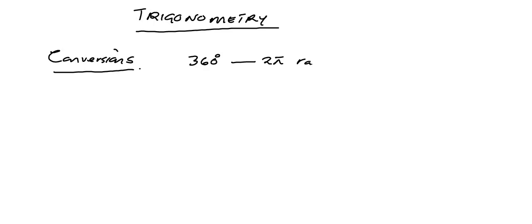So there's this conversion factor that we're going to be using. So we're going to talk about conversions. That's the first thing we're going to discuss. So under conversions, we're just saying every 360 degrees is simply going to be represented by what we call 2 pi radians. That's what you have.